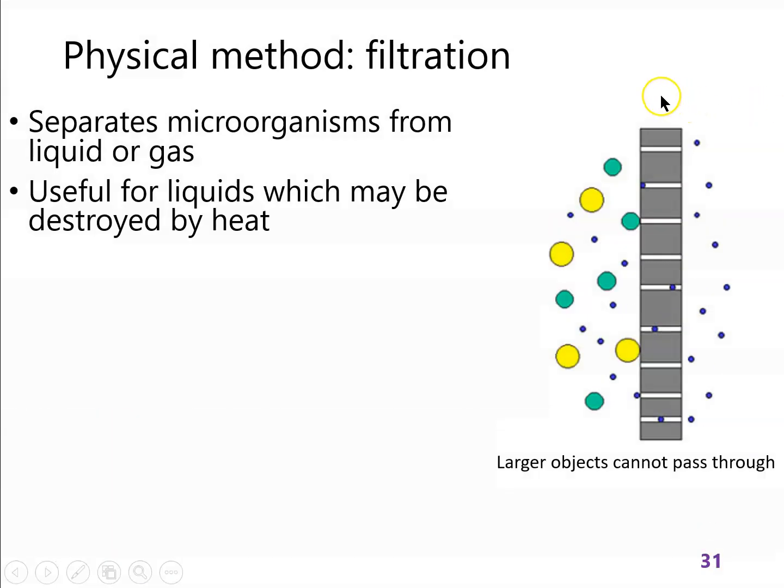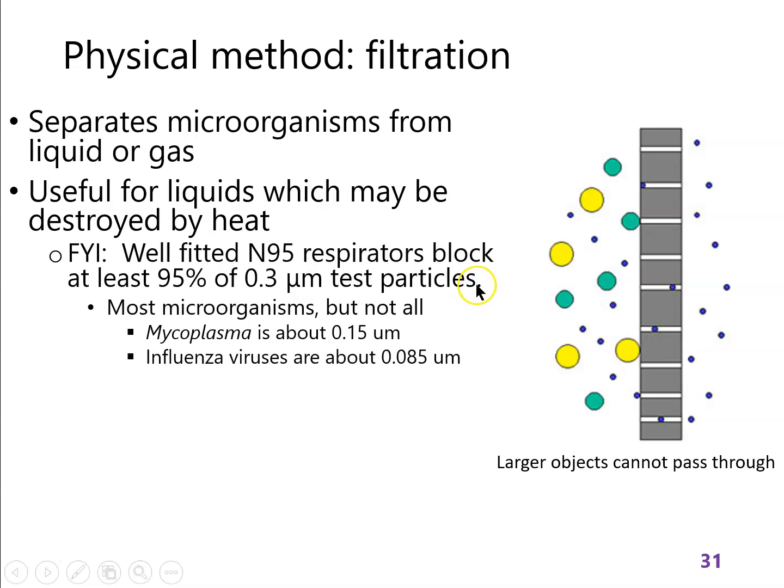Filtration is another physical method of microbial control that just separates the microorganisms from the rest of the material. And we would use this if we're trying to sterilize a solution of vitamins that would be destroyed by heat. We could send them through a filter. We would do this if we're trying to sterilize the air we breathe. We'd send it through an N95 filter.